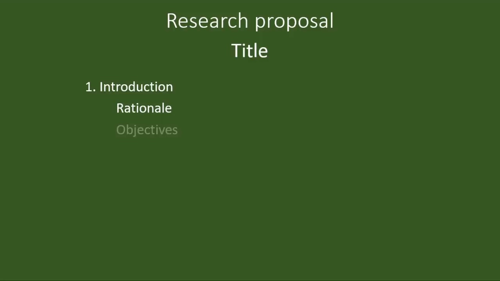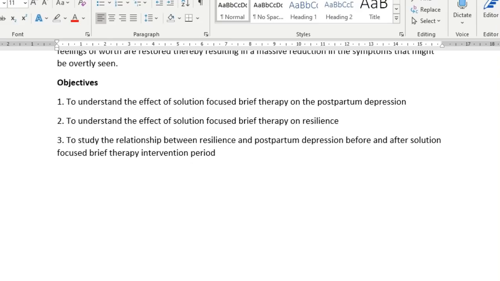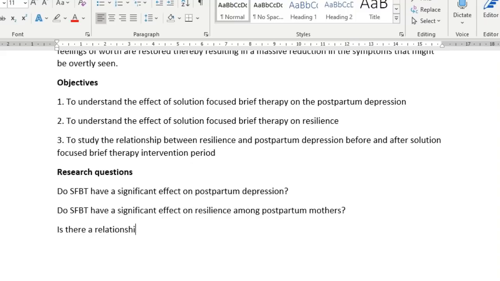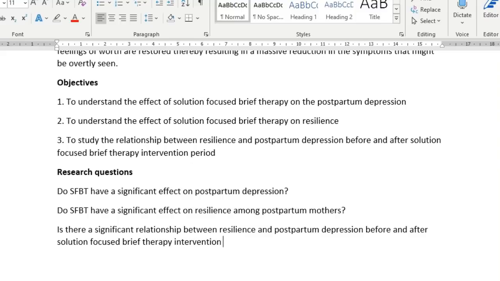While seeing the objectives, we can understand what the research questions are. Instead of objectives, we can present the research questions also. In this study, I can express the research questions like this. Does SFBT have a significant effect on postpartum depression? Does SFBT have a significant effect on resilience among postpartum mothers? Is there a significant relationship between resilience and postpartum depression before and after the solution-focused brief therapy intervention period?